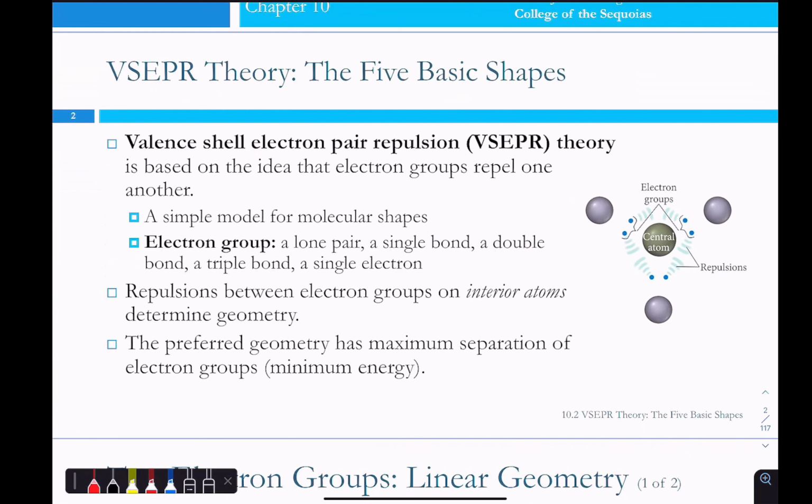So what we're concerned about are the repulsions between electron groups on interior atoms, and that's what's defining the geometry. For this cartoon here, these electron groups around that central atom try to spread out. They try to get away from each other. They like their space. So our preferred geometries will have the maximum separation, and we'll talk about those separations in terms of degrees. So how many degrees are they separated by? In this case, it would be 120, assuming they're all equal, and they look like it.